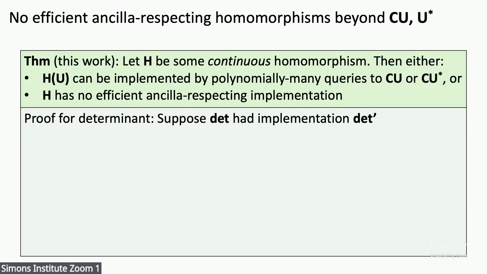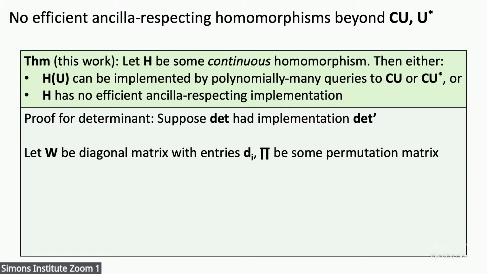And I'm just going to do the proof for determinant because it's the easiest to see. I hope I have enough time to get through it. It's not too hard, but it'll take a few slides. So suppose I want to compute determinants, including ancillas. Suppose I had an ancilla respecting implementation det prime. I'm going to let W be some diagonal matrix with entries d_i, and think of these as formal variables. You would actually set them to be concrete things, but think of them as formal variables. And let pi be some permutation matrix, of the same dimension as W.